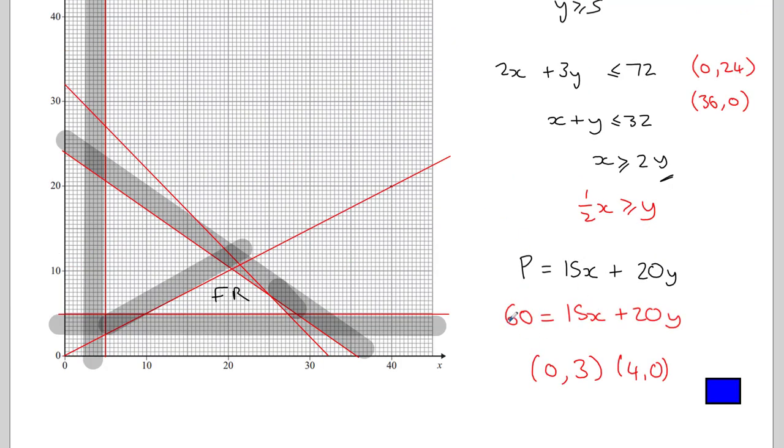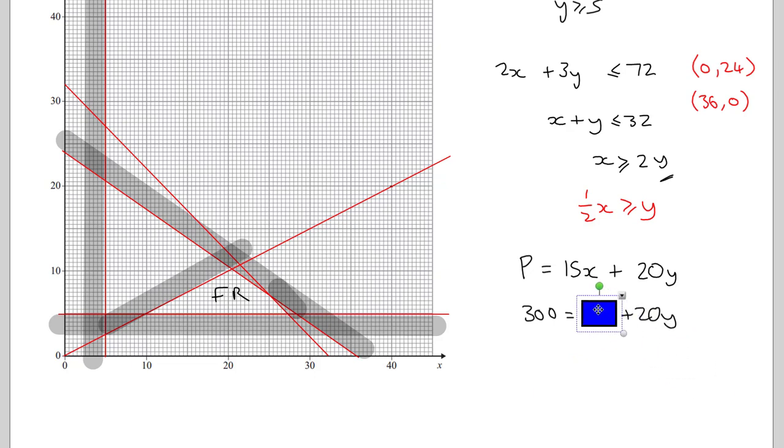So quite clearly I need to go bigger, but not too much bigger. If I went 10 times bigger, these numbers would be 10 times bigger and I'd end up with 30 and 40, which is a little bit big up here. So maybe 5 times bigger and make this number 300 would be sensible. So we'll have 300 equals 15x plus 20y.